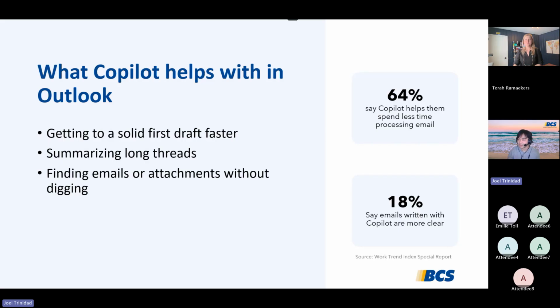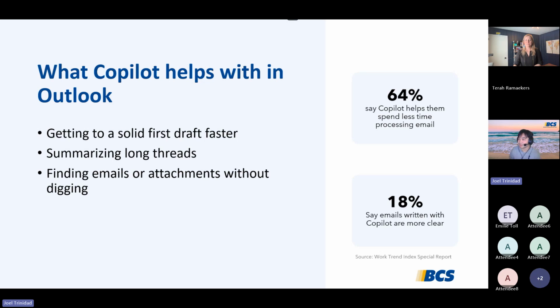Right, and along those lines, you can find attachments, you can find essentially anything that you need in your emails without doing an intense amount of digging. Because of that, 64% of people say that Copilot helps them spend less time processing emails. I've personally found a similar thing: I would traditionally spend a lot of time digging through my inbox to find specific details. I find that Copilot really helps with that process because you can search and it'll give you details right out the gate.